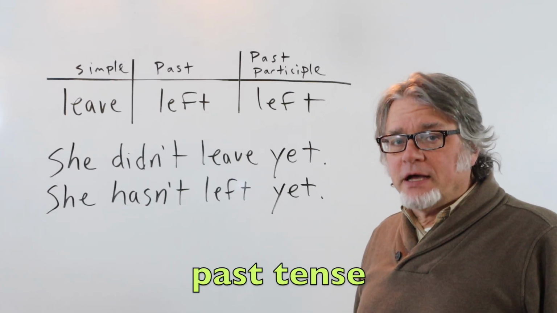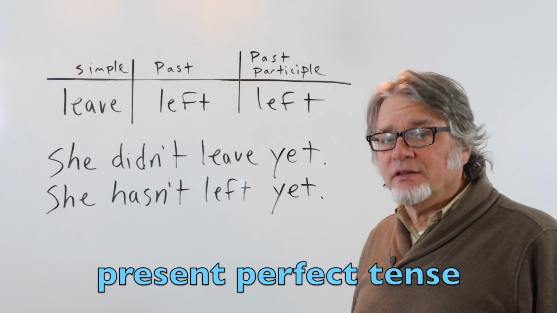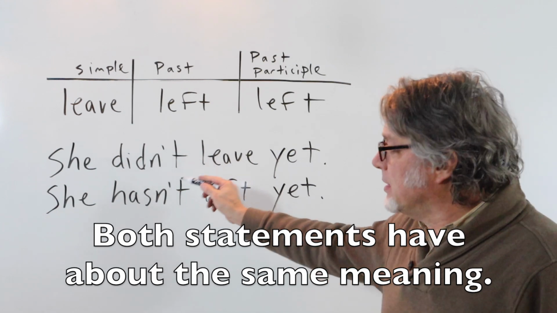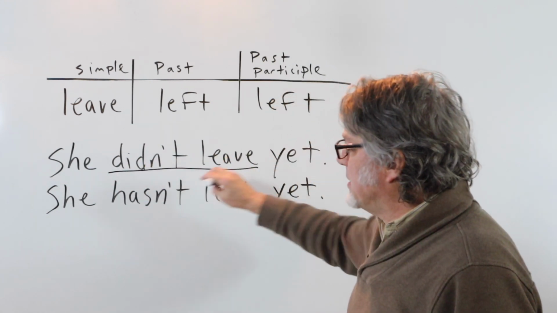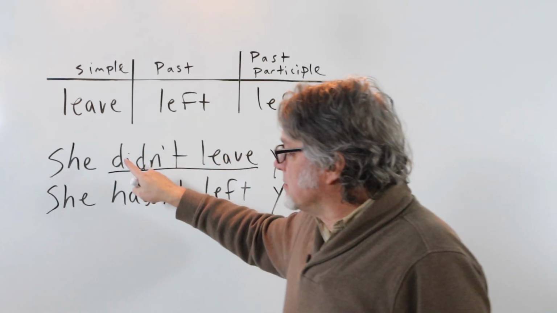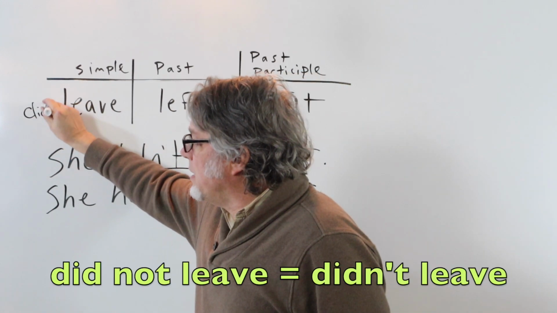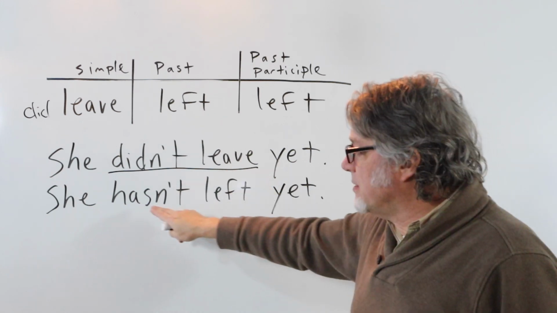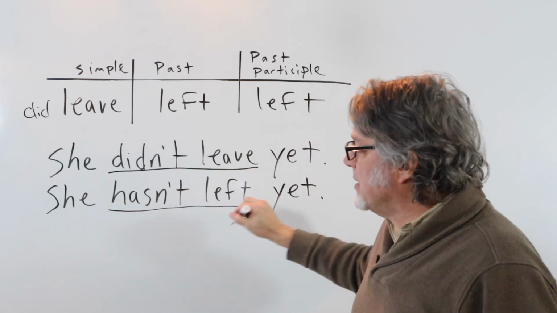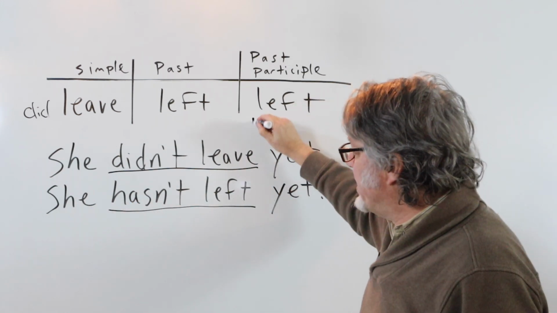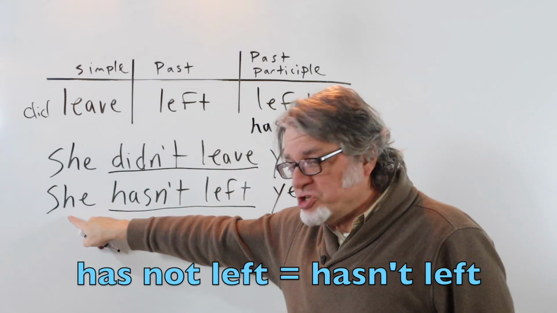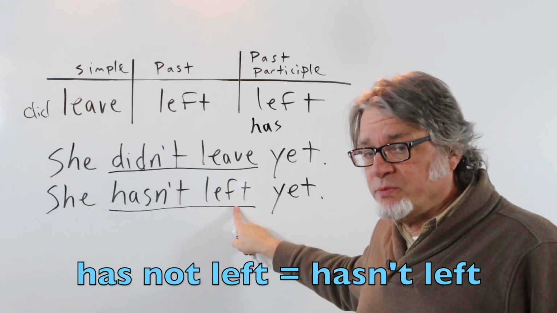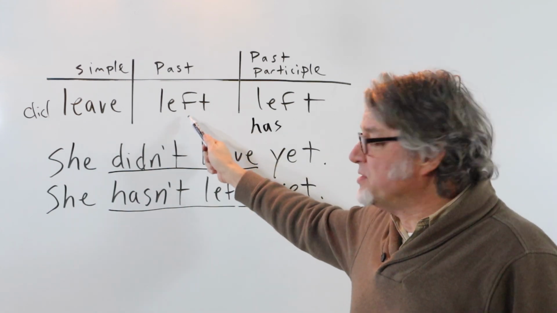She didn't leave yet. She hasn't left yet. Both statements have about the same meaning. Here, didn't leave. This is the helping verb, did, and the main verb, leave, is in the simple form. She hasn't left yet. Here's the helping verb, has, because of she, and the main verb is in the past participle. In the past tense, the verb is left.